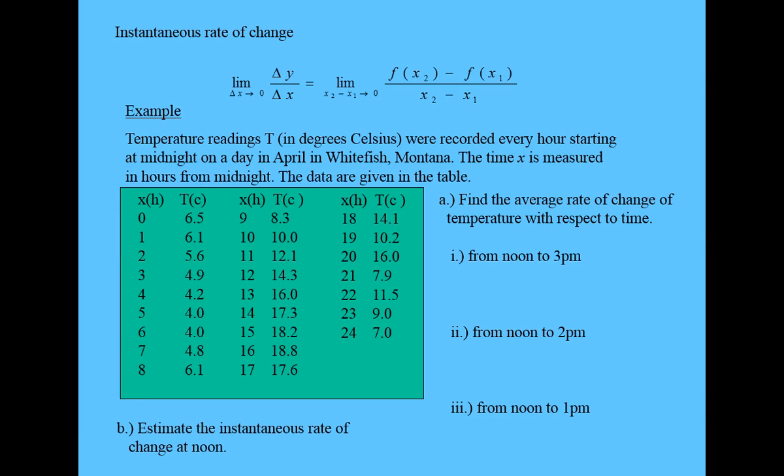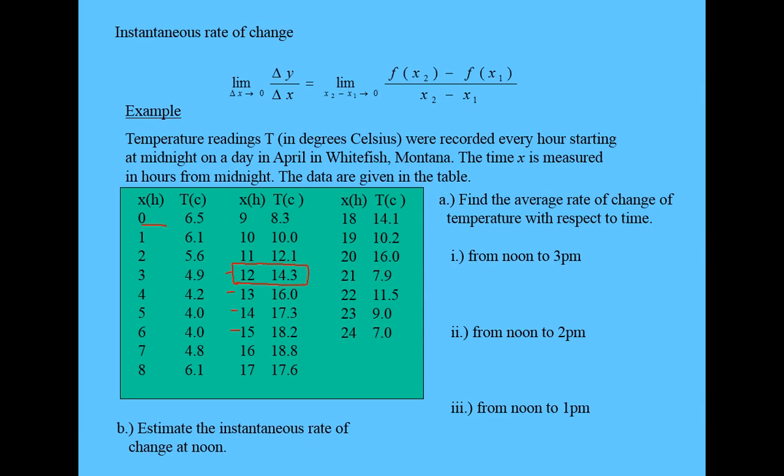The first part, from noon to 3 p.m. Now, this says that the temperatures were recorded every hour starting at midnight. So this must be midnight. So this must be noon, 12 hours later. So if we want to find the average rate of change of temperature with respect to time from noon to 3, well, this is 12, 1, 2, 3.